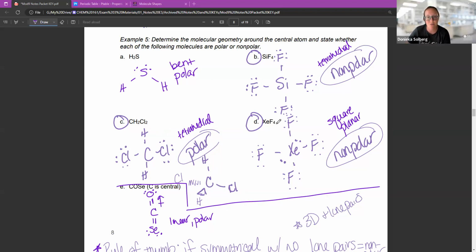XeF4, this is kind of the exception I was talking about earlier. This is square planar, so it is completely flat. 90-degree angles, right? All these are the same, so that one is going to end up non-polar.